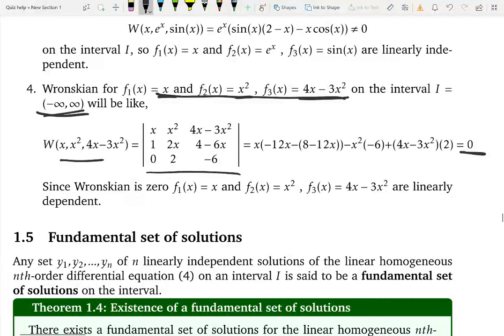Okay, so that is how we use the Wronskian to determine linear independence and linear dependence. If you can arrange them correctly and if you find the determinant correctly, you can easily figure out whether the solutions are linearly independent or not.